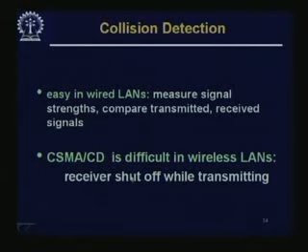We will discuss wireless LANs later on, but the receiver is usually shut off while transmitting. So this is a problem with wireless LANs, where collision detection is difficult. So we go for some other kind of scheme there, which is called collision avoidance. We will discuss it later.